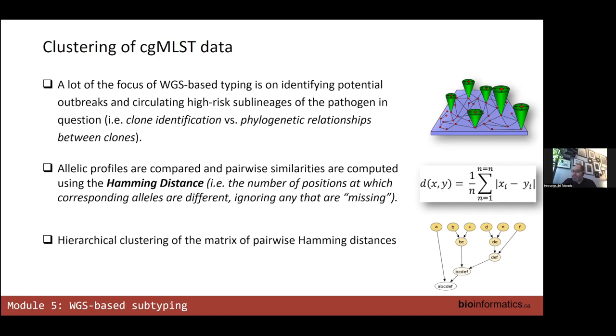I think Fiona didn't want to cover UPGMA because that's clustering for children. But let me tell you, a lot of people use UPGMA when clustering cgMLST data.